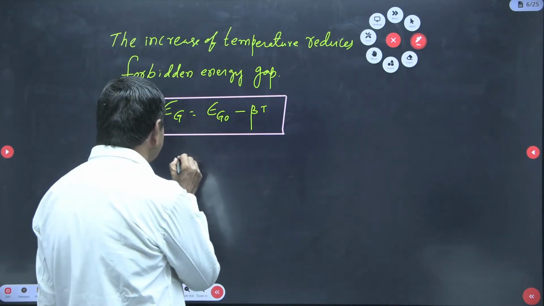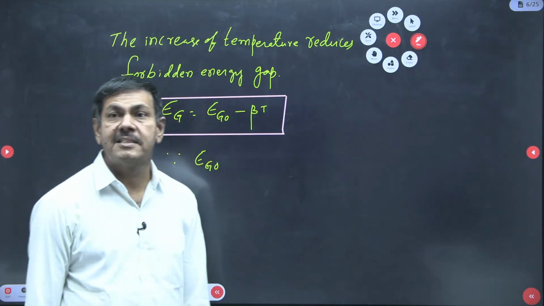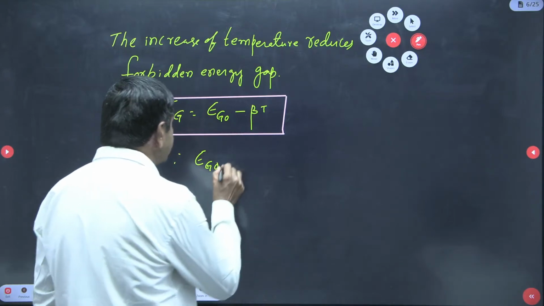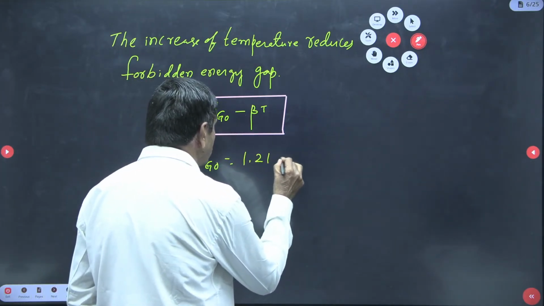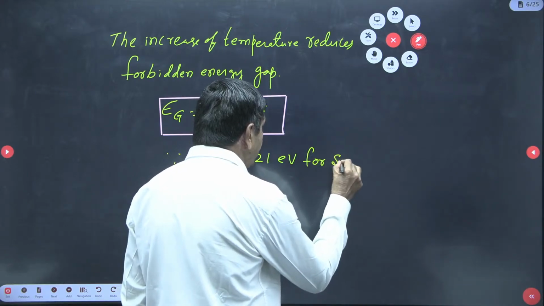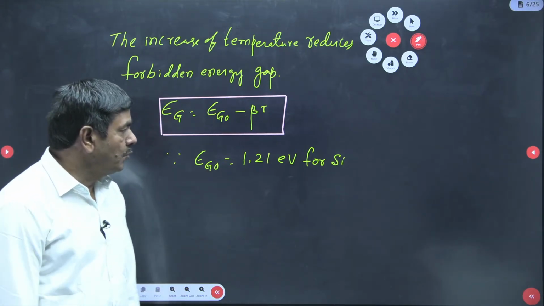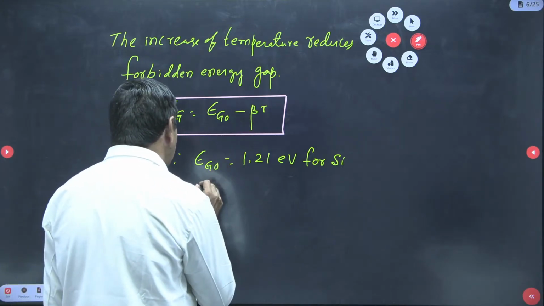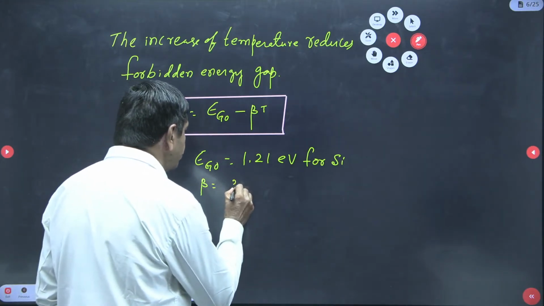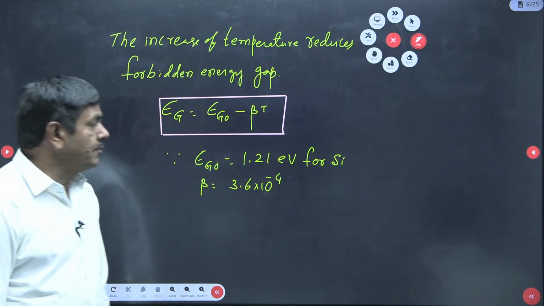Eg naught, what is the meaning here? Eg naught is nothing but the forbidden energy gap at 0 Kelvin. Let me give Eg naught for silicon. For silicon, the forbidden energy gap at 0 Kelvin is 1.21 electron volts. The beta value for silicon is 3.6 into 10 power minus 4.